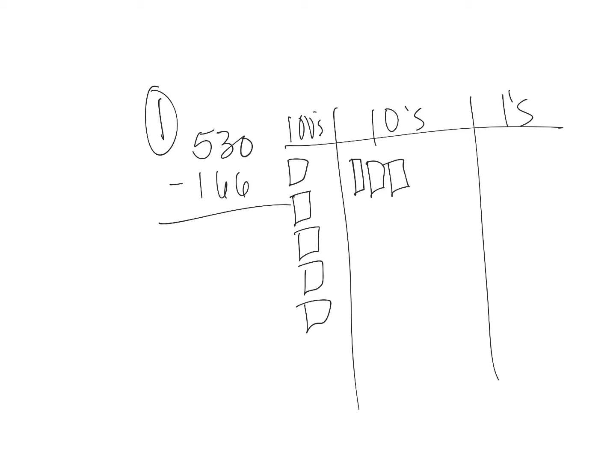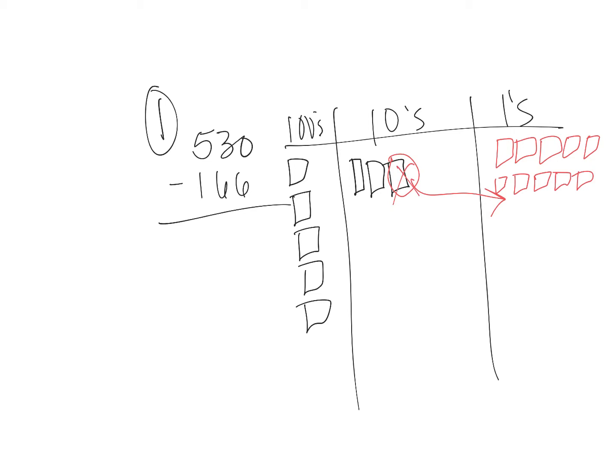So now I need to take away 166. So we're going to start with our ones, so I need to take away 6 ones. I have 0 ones, and I need to take away 6 ones, so what do I have to do? Yep, I need to borrow from my tens. So I'm going to take this 10, move it over here. So I have 10 ones. 3, 4, 5, 6, 7, 8, 9, 10.